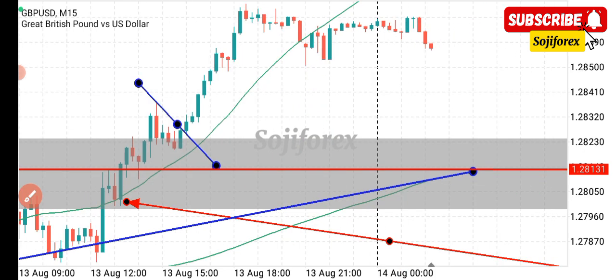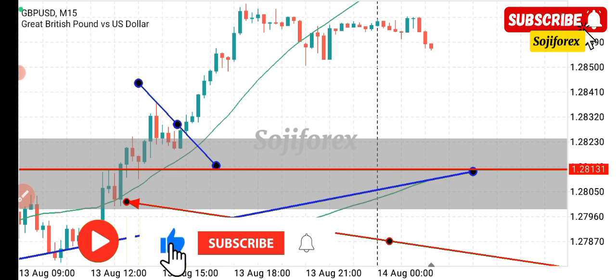So this is exactly how I'll be trading this. I want you to backtest this consistently. If you do this, I tell you, your trade will turn around. And I believe you have gained value.